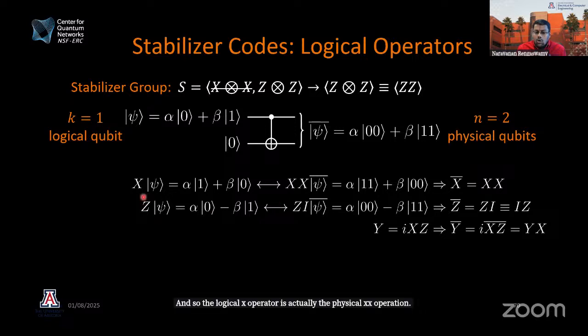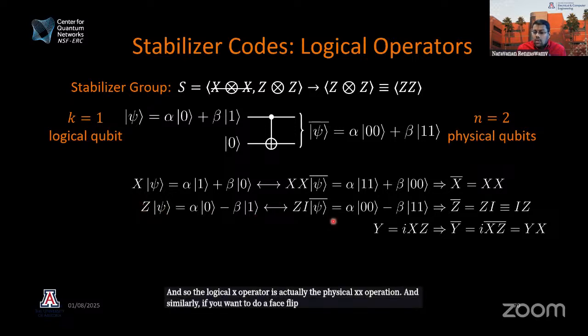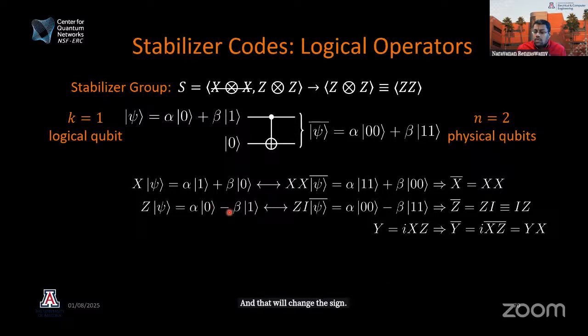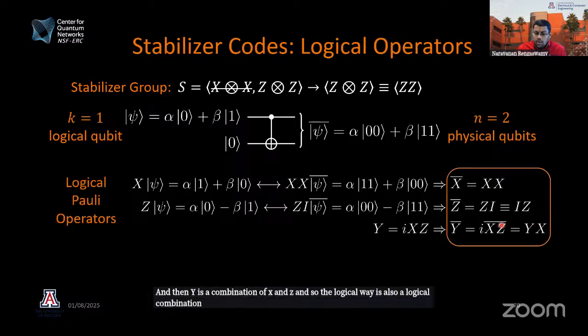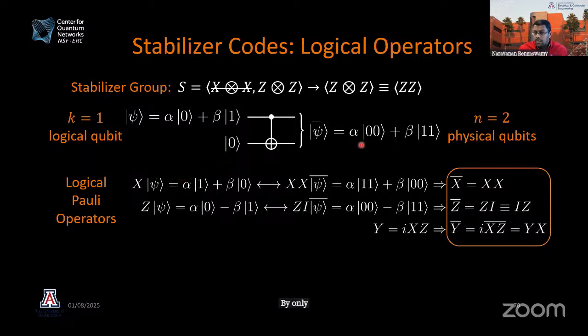And similarly, if you want to do a phase flip on the logical qubit, it turns out that you can apply a Z to either of the physical qubits, and that will change the sign to represent the logical flip. And so the logical Z is a physical Z on any of the two physical qubits. And then Y is a combination of X and Z. And so the logical Y is also a combination of the operators. And so this is what we call the logical Pauli operators. They help you to manipulate the logical information by only acting on the physical qubits.